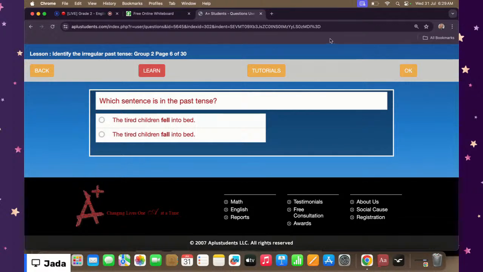Okay. Which sentence is in the past? The tired children fell into bed. The tired children fall into bed. So we have the fell and the fall. Now, which of these is in the present and which is in the past? Fall is the present, and if you want to say the past tense of fall, it is fell. Okay, so we have fell.